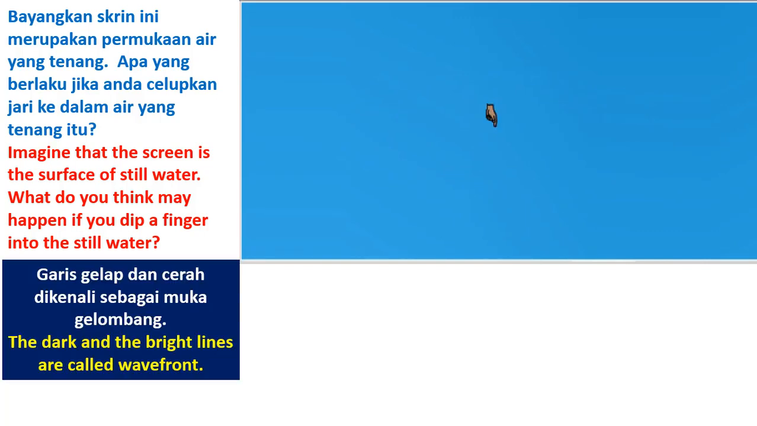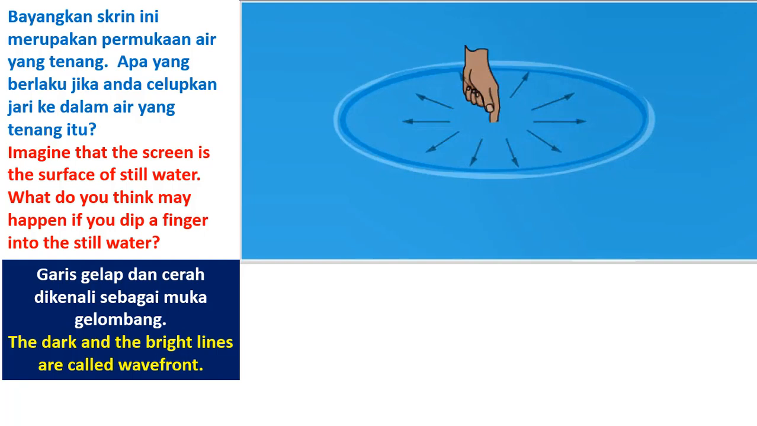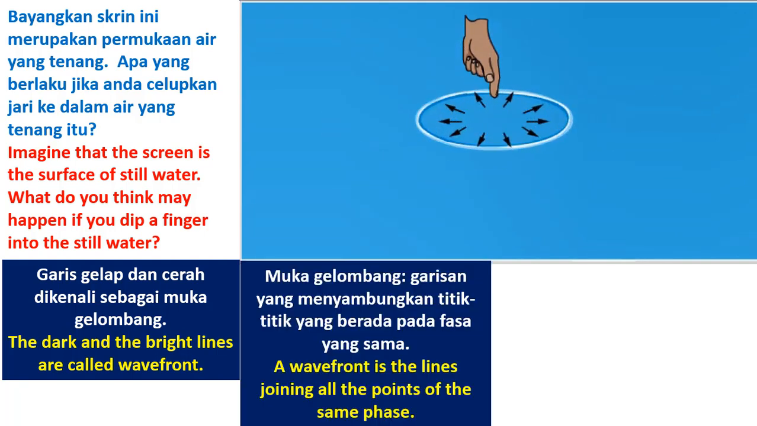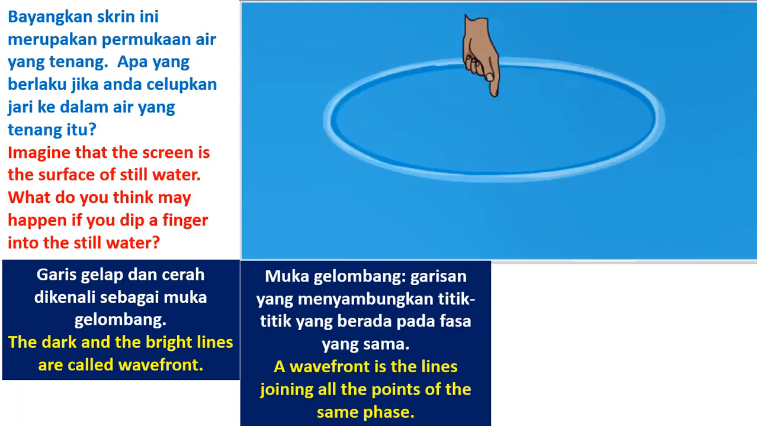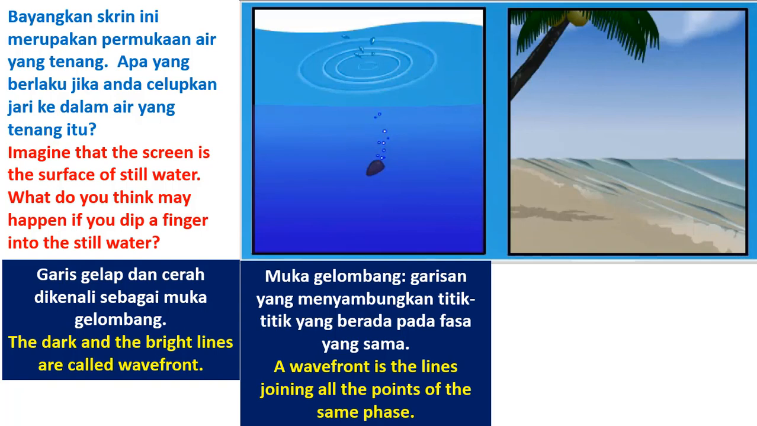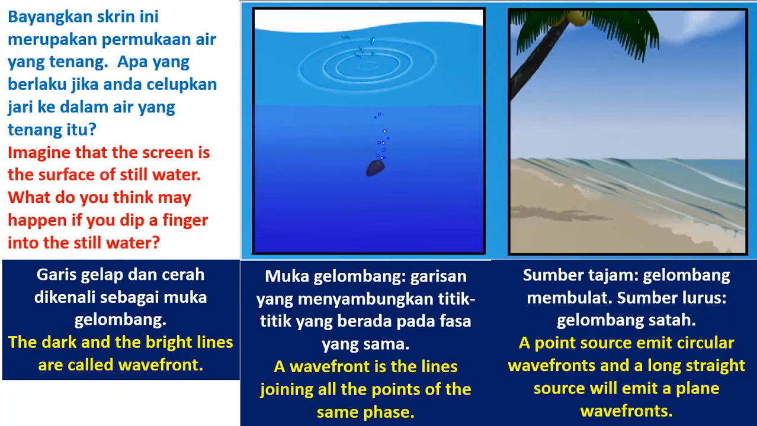So the dark and the bright lines are called wavefronts. So what is a wavefront? A wavefront is the line joining all the points of the same phase. The wavefront depends on the shape of the source. The first one, a point source emits circular water waves, and a long straight source will emit plane water wavefronts.